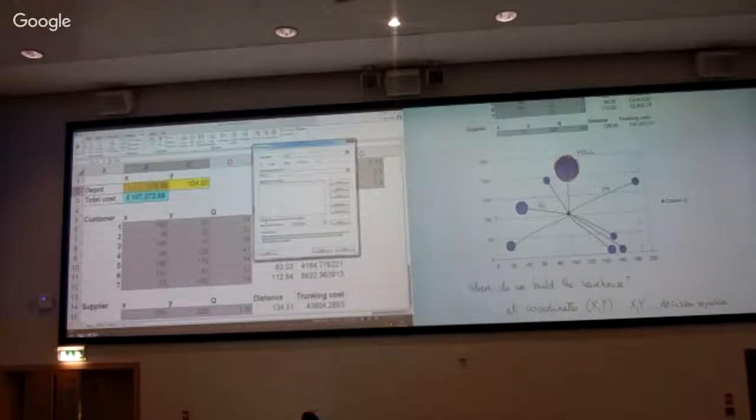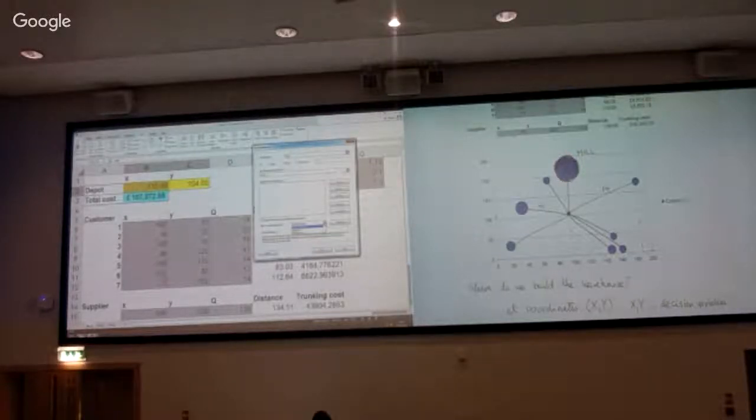Here in this box, it says that there should be non-negative. I don't need them to be non-negative. Now I have to select the solver. Okay, so it gives you 3 options: GRG non-linear, simplex LP, and evolutionary.